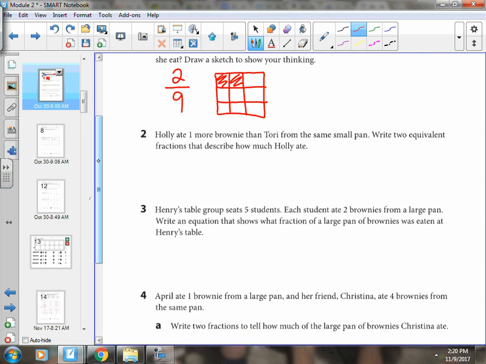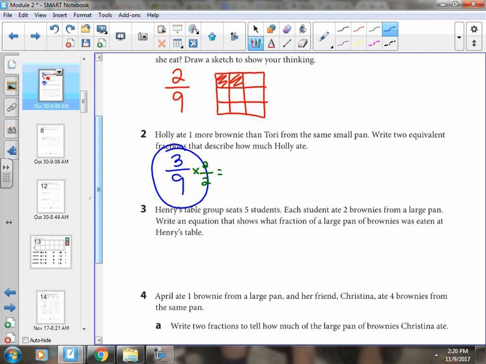Number 2, Holly ate 1 more brownie than Tori. So instead of eating 2 ninths, Holly ate 3 ninths. Write 2 equivalent fractions. So 3 ninths would be one of them. Remember, to find an equivalent fraction, you can multiply the numerator and denominator by the same number, and you will get an equivalent fraction. For example, if you double the top, you better double the bottom. Remember, fractions like to be fair.